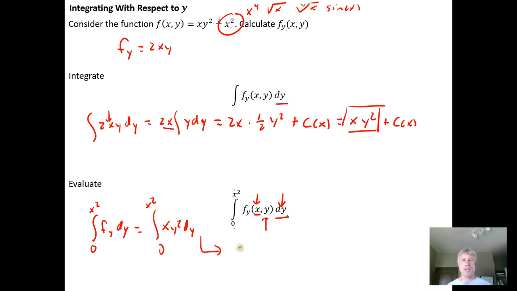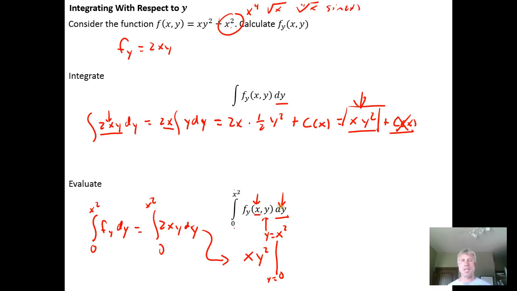We won't have the constant because we're doing a definite integral. So pull this down here. We're integrating this thing, 2xy dy, but the result of the integration is not going to be any different than it just was, except we don't get the constant of integration because we have a definite integral. We're running that integral from 0 to x squared, and this is really running from y equals 0 to y equal x squared.